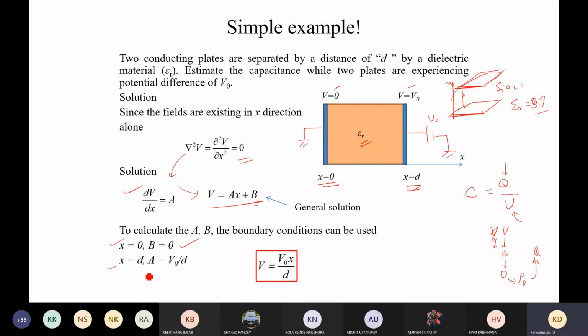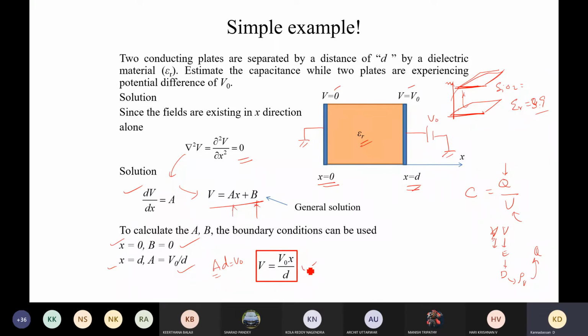And now we substitute x equal to d. When you substitute x equal to d, you will get a d equal to V naught. Therefore, a equal to V naught by d. So V naught by d has come. So here we are going to substitute 0, here V naught by d. So we will get the electric field.